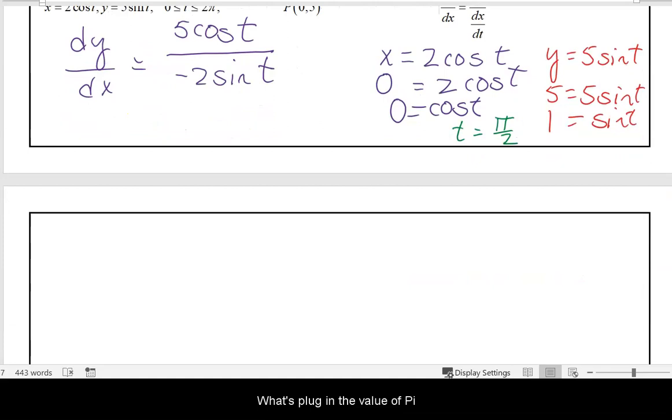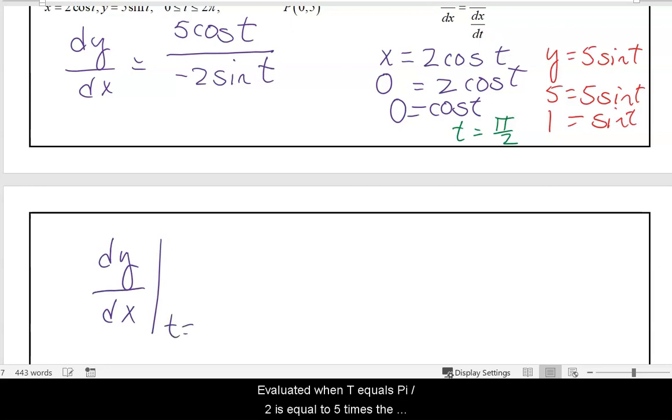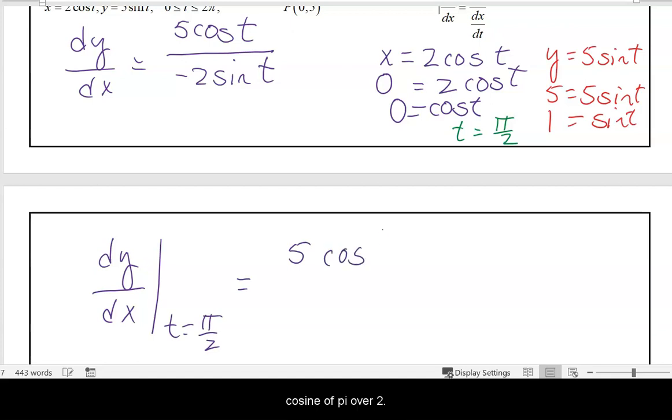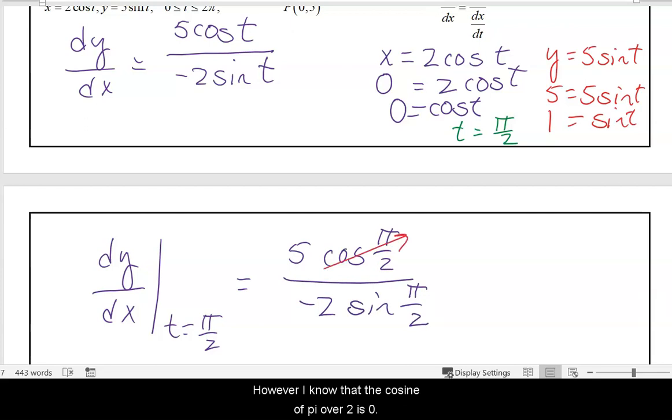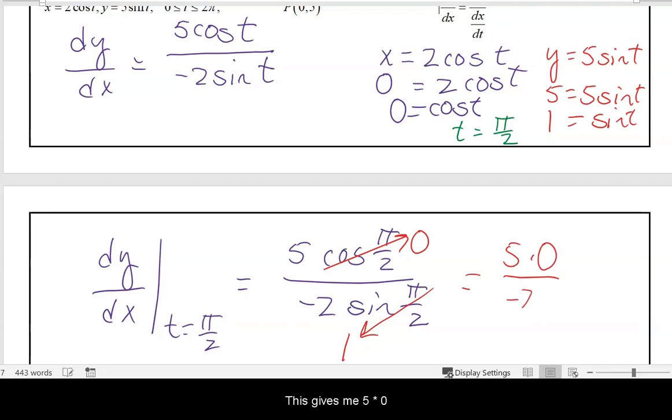Let's plug in the value of pi divided by 2 and replace the t with that value. This gives me the derivative of y with respect to x evaluated when t equals pi over 2 is equal to 5 times the cosine of pi over 2 divided by negative 2 times the sine of pi over 2. However, I know that the cosine of pi over 2 is 0. The sine of pi over 2 is 1. This gives me 5 times 0 over negative 2 times 1, which is 0.